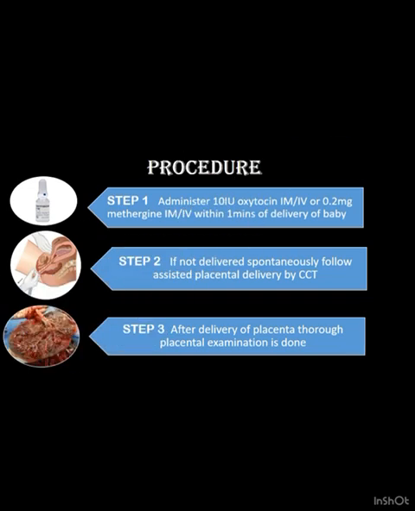Now discuss the procedure. Step 1: administer 10 international units oxytocin IM or IV, or 0.2 mg methergine IM or IV, within 1 minute of delivery of the baby. Step 2: if the placenta is not delivered spontaneously, follow assisted placental delivery by CCT. Step 3: after delivery of the placenta, a thorough placental examination is done.